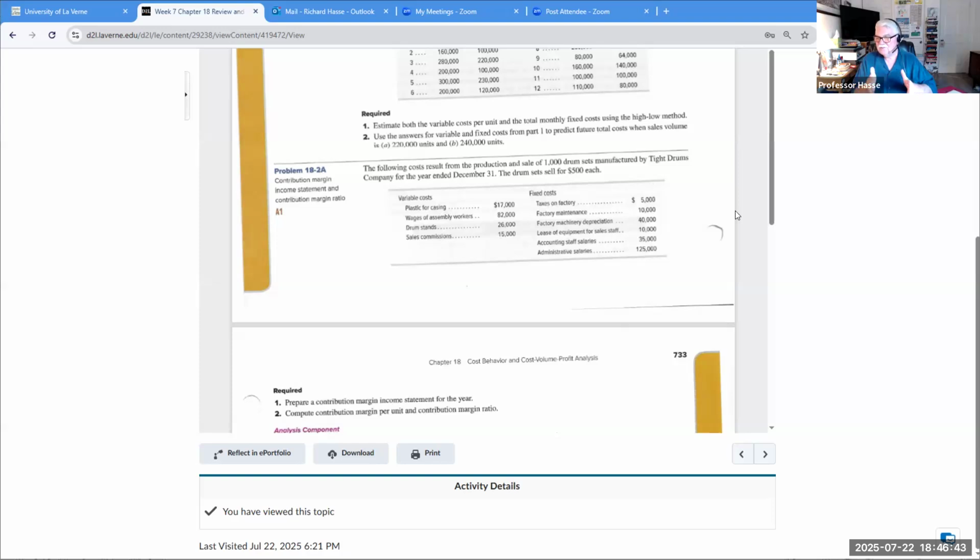So now that we have those designated, variable and fixed, the same types of costs, we're just looking at them in a different way. Now we can prepare the answers for this problem: a contribution margin income statement, and what is the contribution margin per unit and contribution margin ratio. This also is huge for the efficiency in the management of a company. So let's take a look at how we do that here.